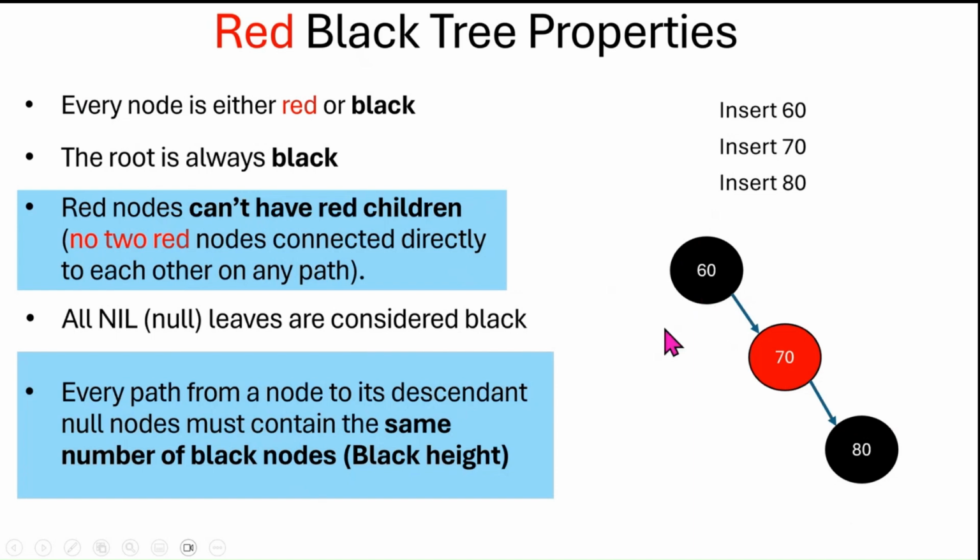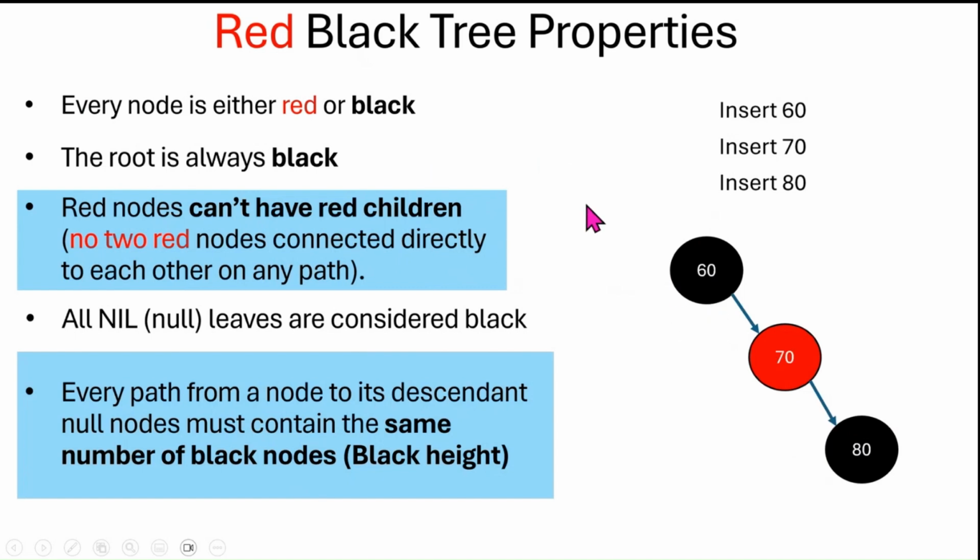So it is not matching, right? For every path from 60 to its descendant null nodes, the number of black nodes is not the same. The black height is not the same. Here it is 2, here it is 3. So it is violating this property. So this property actually helps to avoid the skewed structure because of this alternate red-black node, right? So we saw that these two properties actually help to avoid this skewed structure and make the red-black tree balanced.